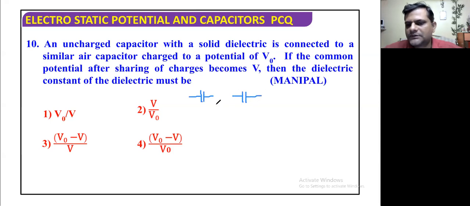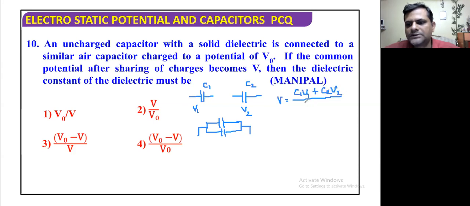In general, we have seen that if suppose the first capacitor is charged with V1, second capacitor is charged with V2, and first capacitor has the capacity C1 and the second one has the capacity C2. If they are connected together in parallel like this, so ये capacitors अगर हमने इस तरह से connect किए parallel में, तो effective common potential difference between the two ends is given by the formula V is equal to C1 into V1 plus C2 into V2 upon C1 plus C2.